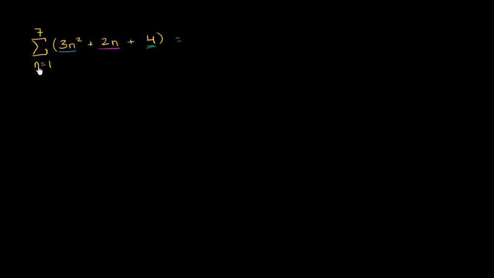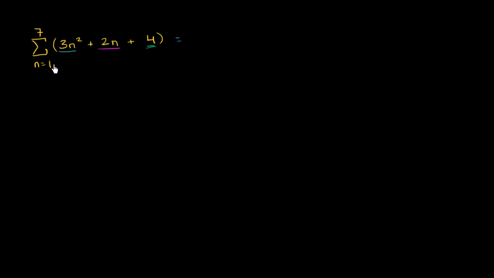Let's try to find the sum of this, or let's try to evaluate this expression right over here. So we're evaluating what this sum turns out to be. Now there's a bunch of ways to do this. You could literally just do it by brute force. You could see what this equals when n equals 1, when n equals 2, all the way to n equals 7. And that would be completely legitimate.